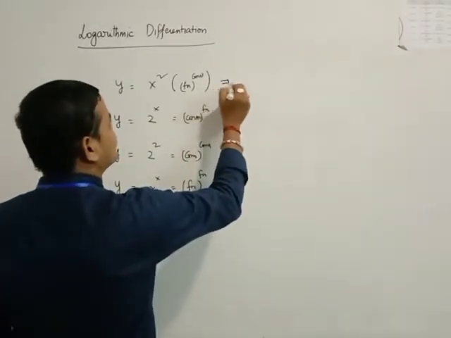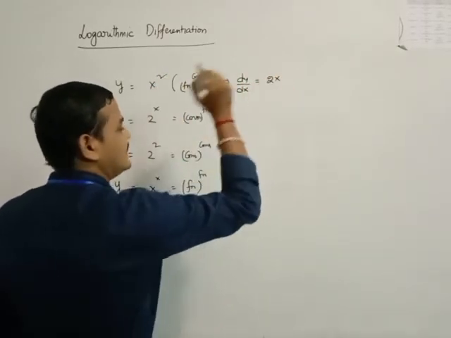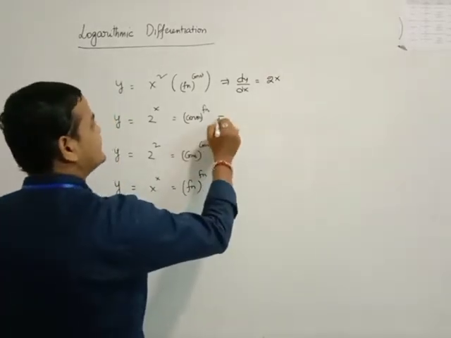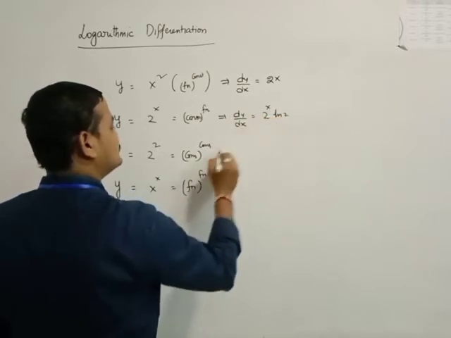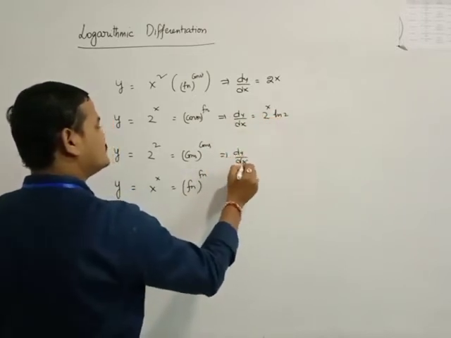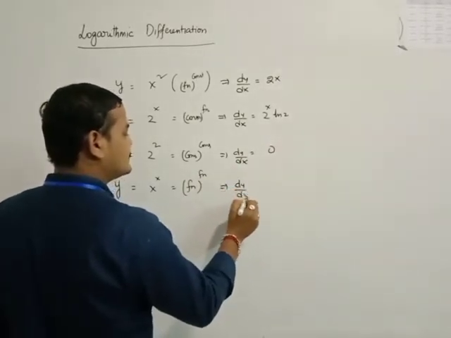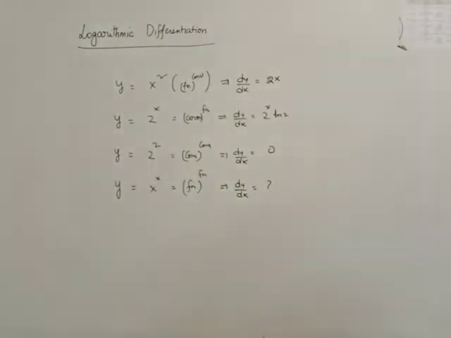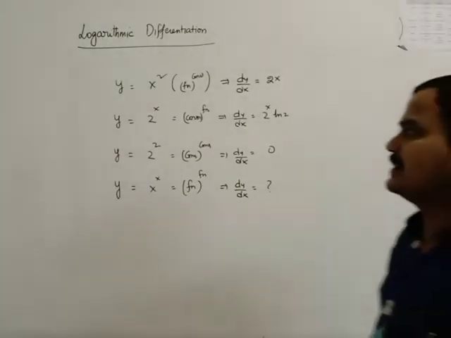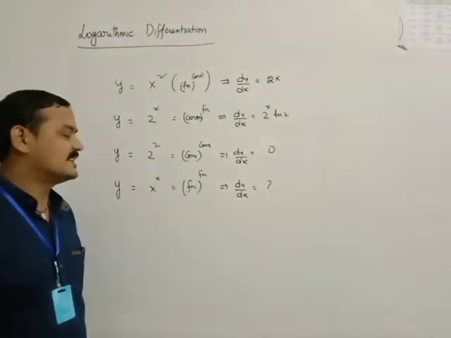Now the derivative of the first is dy by dx equal to 2x, using the x power of n formula. For the second, dy by dx is 2 power of x into ln 2. For the third, 2 square means 4, a constant, so the derivative is 0. Then what about dy by dx for the fourth? You don't know any formula for this one. So the four types are: y equal to x square, y equal to 2 power of x, y equal to 2 square, and y equal to x to the power of x.